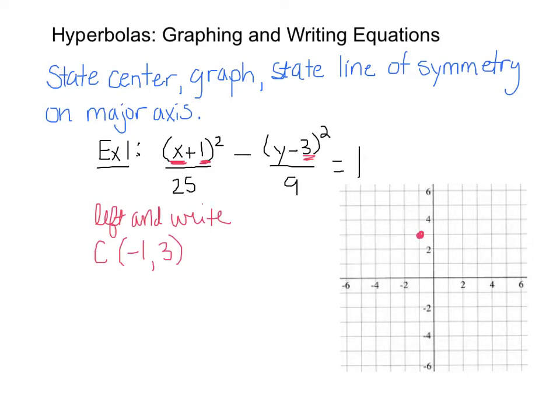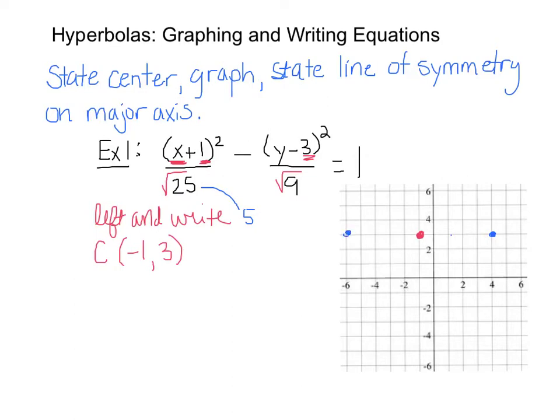Then what we're going to do is take the square root of the denominators. The square root of 25 is 5. Okay, so that is the distance from the center out to the vertex in the x direction. So we're going to go left and right 5. So we're going to go 1, 2, 3, 4, 5, and we're going to put our point. Now this is where the hyperbola is actually going to be opening from, and then we're going to go back 5. 1, 2, 3, 4, 5.